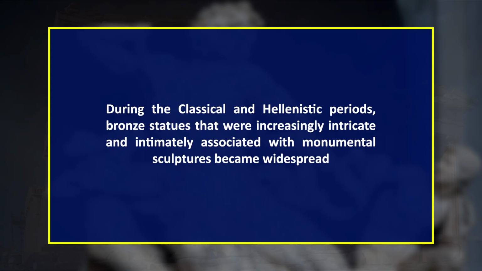Throughout Greek antiquity, little metal votives continued to be manufactured. During the classical and Hellenistic periods, bronze statues that were increasingly intricate and intimately associated with the monumental sculptures became widespread.